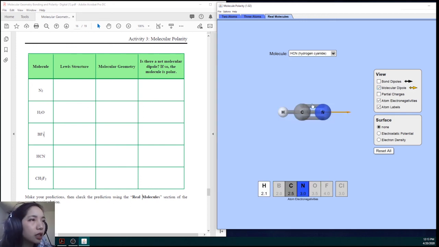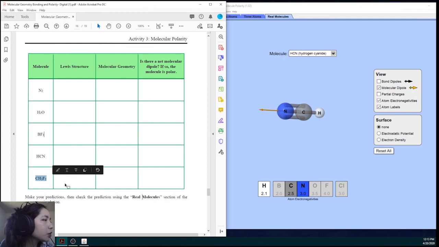HCN. Here we go. So here are the bond dipoles. You see those? See the gray arrows? Kind of hard to see. There's a small arrow here and then a bigger arrow here. So because the molecular dipole is like the net dipole of the whole thing, there's an overall molecular dipole for this molecule.